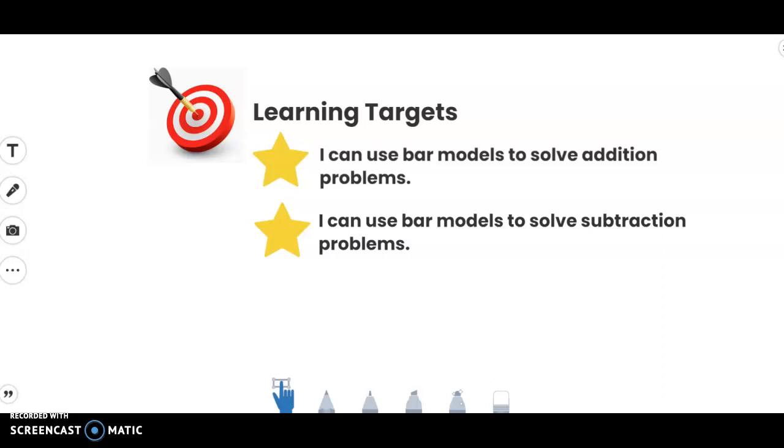Today in math, we are going to be working on bar modeling. Our learning targets are, I can use bar models to solve addition problems, and I can use bar models to solve subtraction problems. Let's take a look at an example.